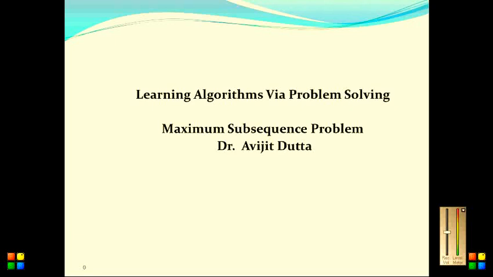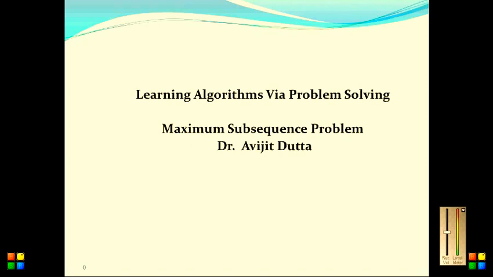Today's presentation is about learning algorithms while solving problems. We'll start with a simple problem and give multiple solutions to the problem with different complexities. And in the process, we'll illustrate the usefulness of designing algorithms and analyzing their complexities.